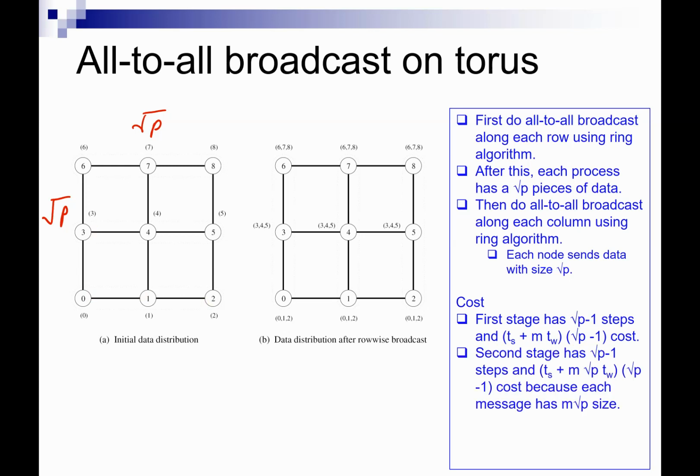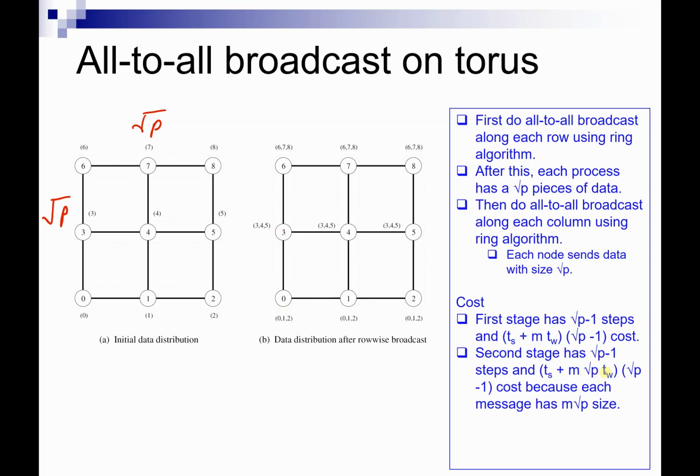Then next you need to do the column-wise broadcast. However, when you do the column-wise broadcast, you're actually sending larger messages. For example, 0 wants to broadcast not just one value, but all 3 values to its column. 3 is also broadcasting 3 values, and 6 is broadcasting 3 values. In general, we're sending root p values, because we take all of the values from each row, and then do the broadcast. So the messages actually have size m times root p.